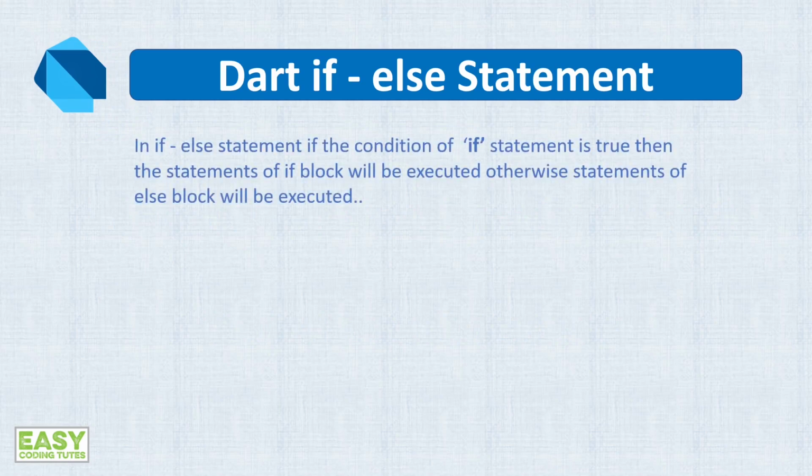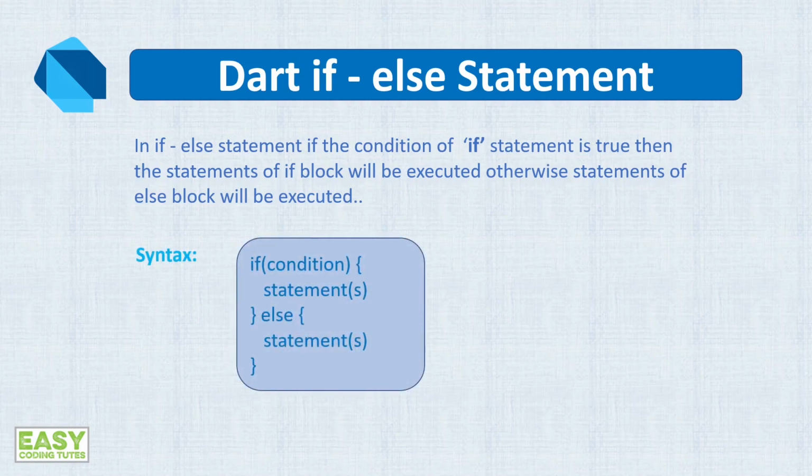In if-else statement, if the condition of if statement is true, then the statements of if block will be executed. Otherwise, statements of else block will be executed. So here we have a syntax. We have if condition, then we have statement inside if block, then we have else statement, and inside that we have statements of else block. So if the condition is true, then the block of if statement will be executed, and if the condition is false, then simply statements of else block will be executed.